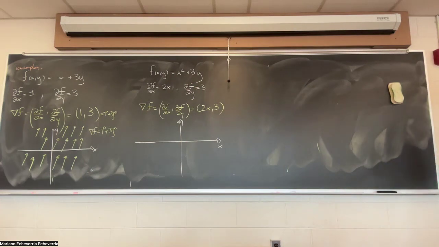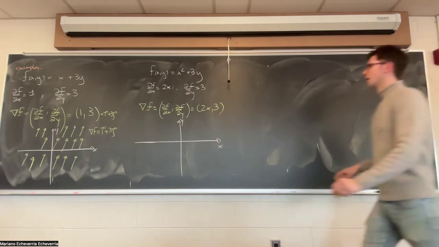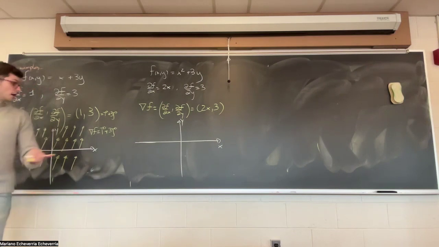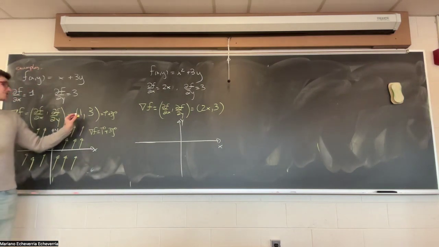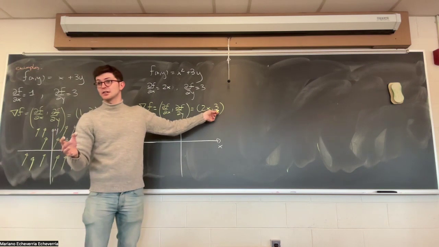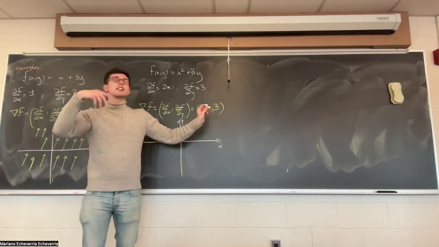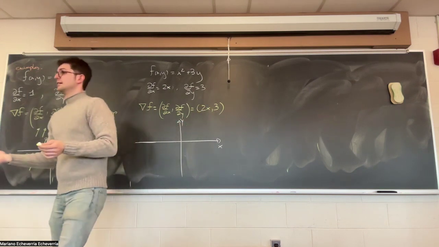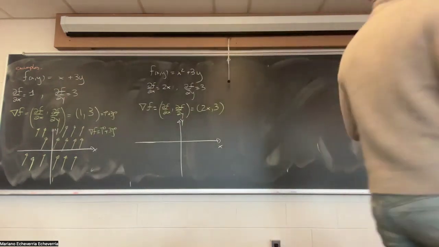So what's the interesting thing that happens here versus before? In the first situation, the entries of the gradient vector were just constant numbers, right? The difference now in this second case is that at least the first entry depends on x, right? So what does that mean?